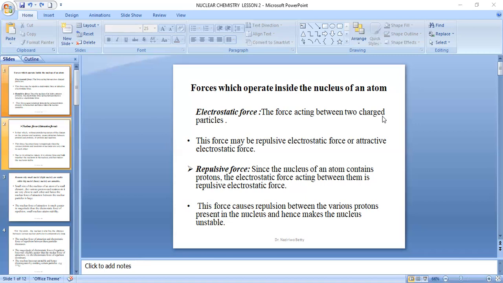The repulsive electrostatic force. Since the nucleus of an atom contains protons, the electrostatic force acting between them is repulsive electrostatic force. This force usually causes repulsion between the various protons present in the nucleus and hence makes the nucleus unstable.